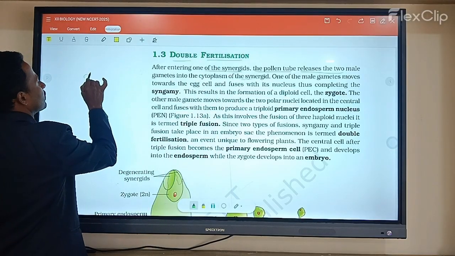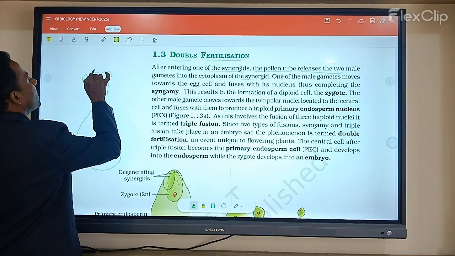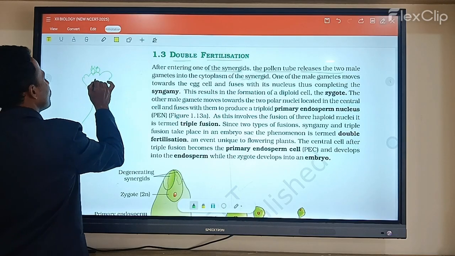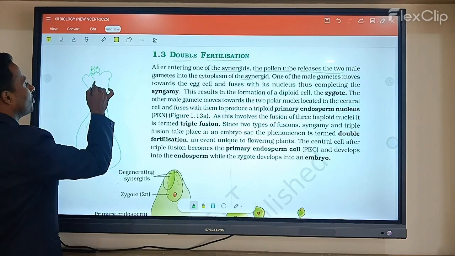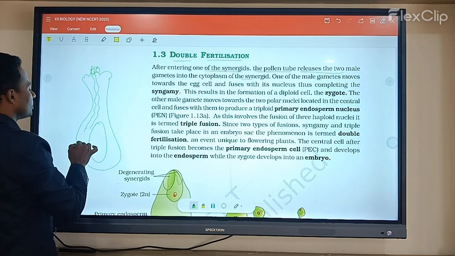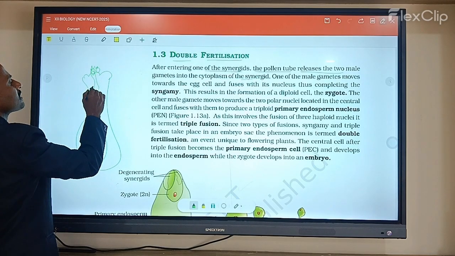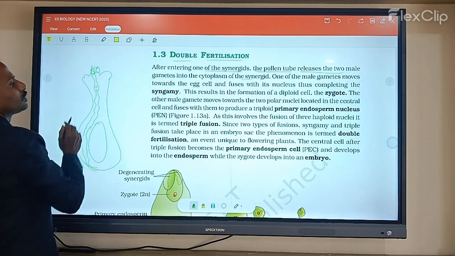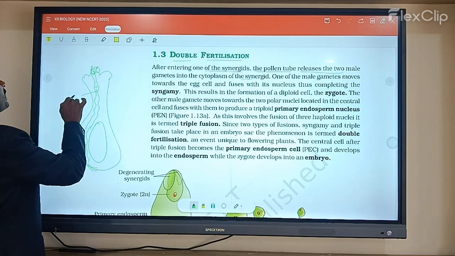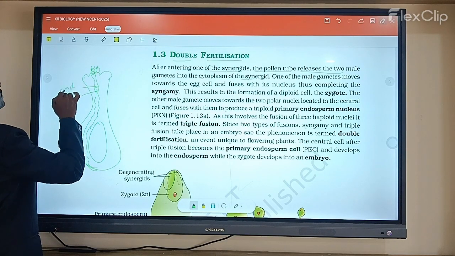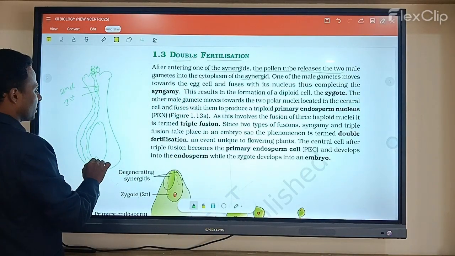So here, when the pollen grains get released, a pollen tube is formed. Am I right? And the pollen grain releases two male gametes: the first male gamete and the second male gamete. They are released in the region of the synergid cells present here.